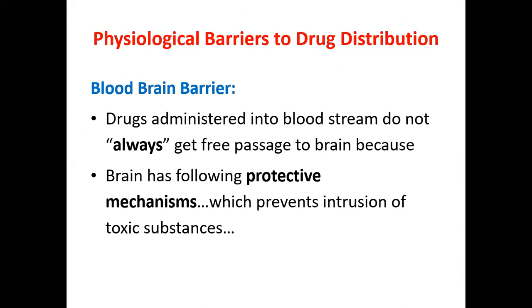Physiological barrier to drug distribution. So what are the physiological barriers to drug distribution? One such thing is the blood-brain barrier. Drugs administered to the bloodstream do not always get free access or passage to the brain, because the brain has its own protective mechanisms which prevent intrusion of toxic substances.